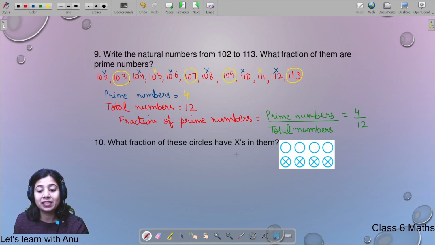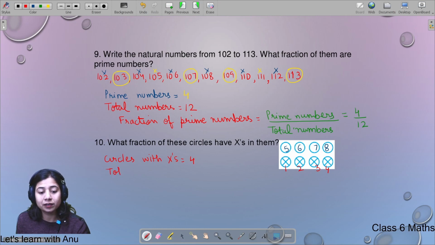Moving to question number 10. What fraction of these circles have x in them? So we have x in 1, 2, 3 and 4. But the total are 5, 6, 7 and 8. So let's write the given information. Fraction of circles having x. Circles with x is equal to 4.